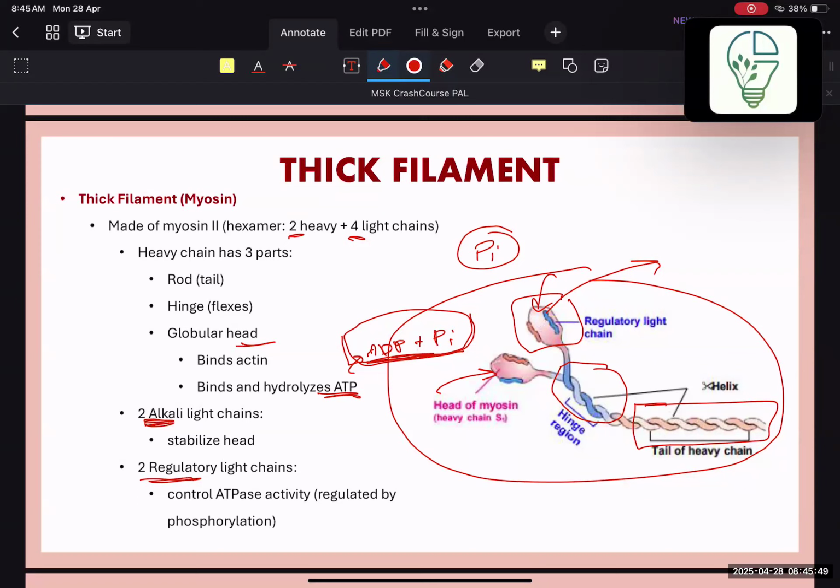So the 2 alkali light chains are going to stabilize the head, and the 2 regulatory light chains over here are going to act on the ATPase activity and regulate it. So it's either going to increase activity or decrease activity based on phosphorylation. And we'll talk about this more in the smooth muscle lecture.